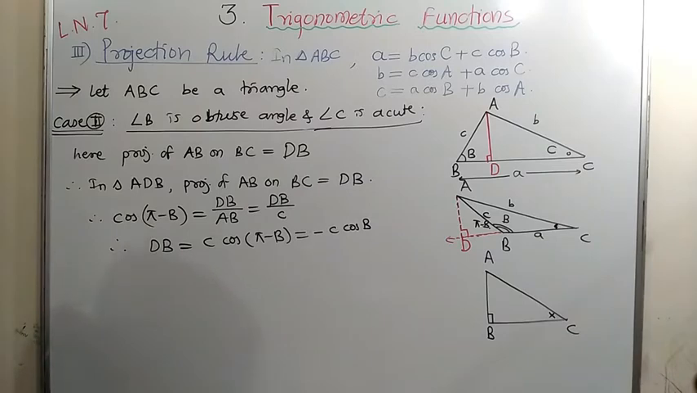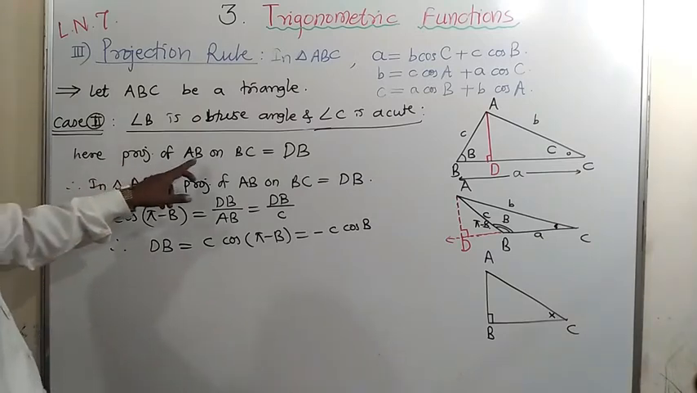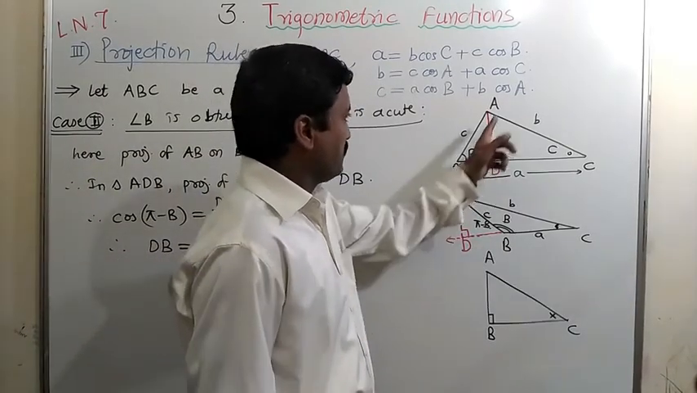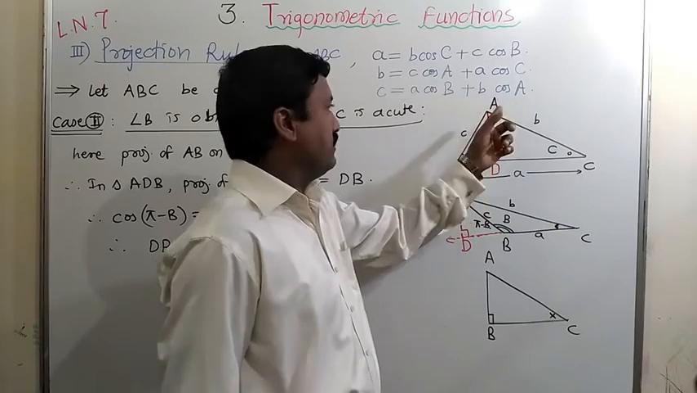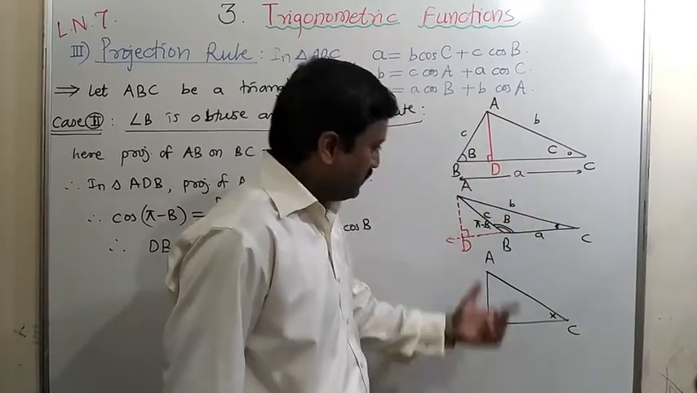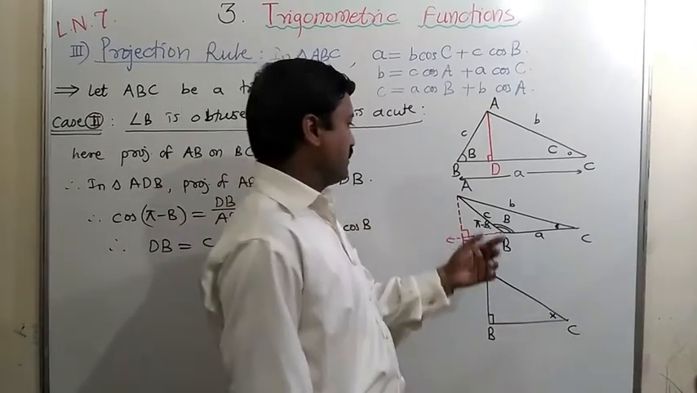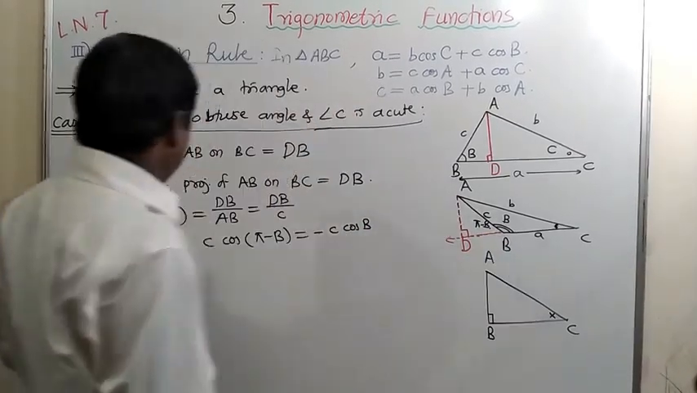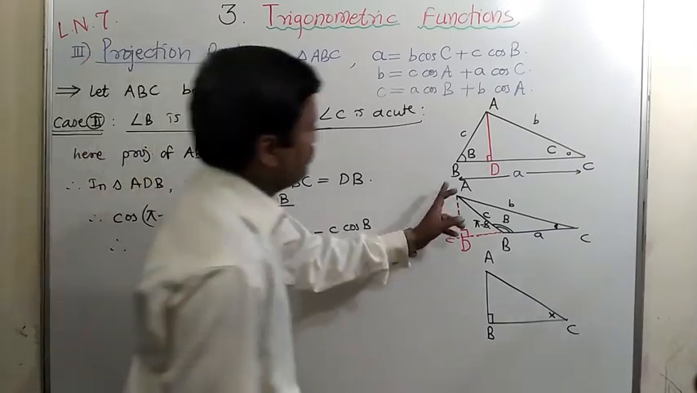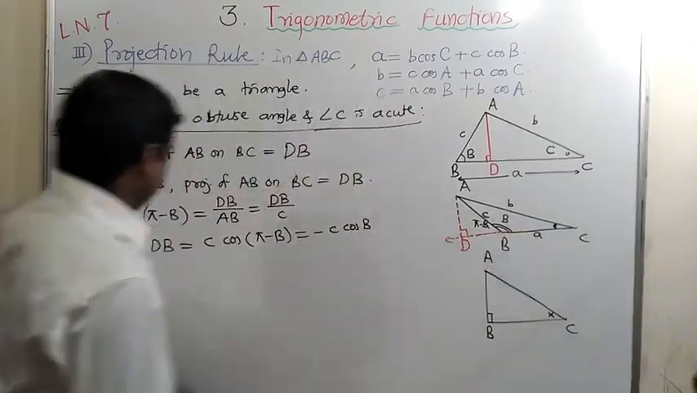Now this is the projection of AB on BC. In this case also we have to find the projection of AB on BC and AC on BC. We will find the same two projections in each case. Here the projection of AB on BC we have found. Now find the projection of AC on BC.